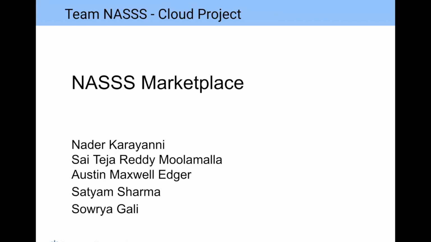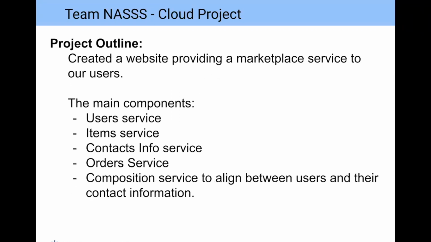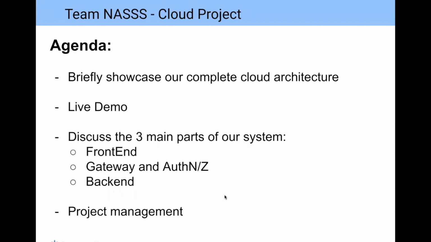Hi, this is Team NASS, and we'll be creating a website to provide a marketplace service to all our users. The main components are the user service, the item service, the contact info service, the order service, as well as a composition service to align the users and contact information services.